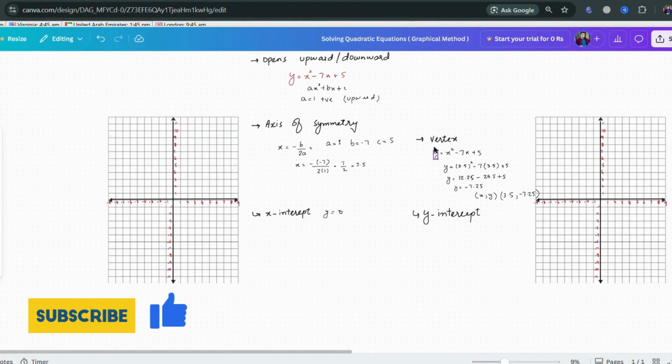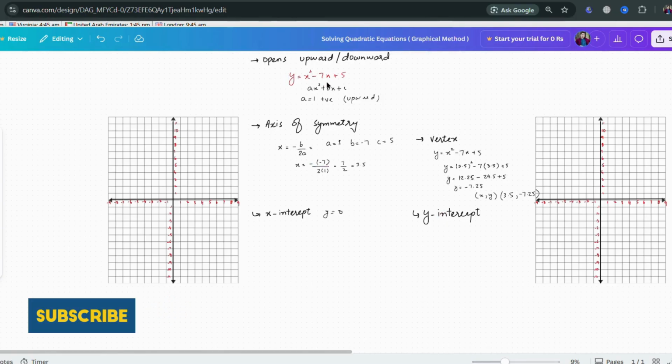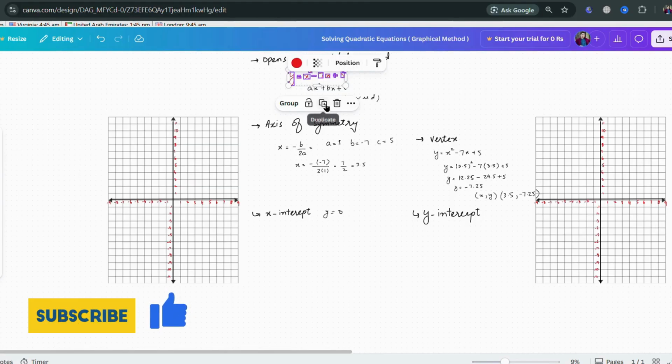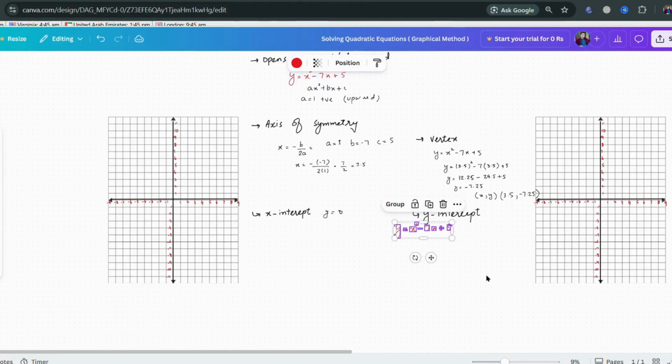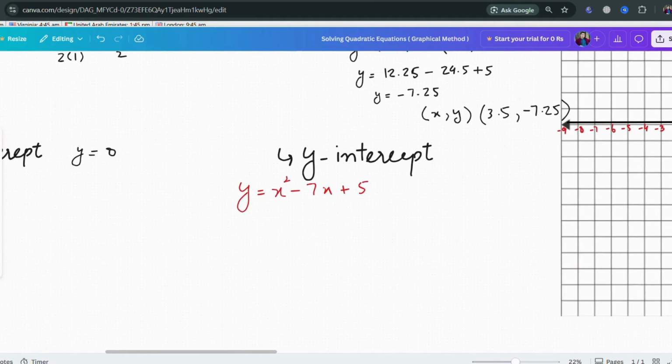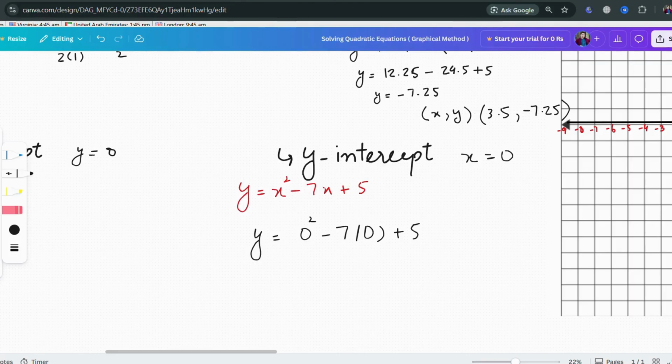Now after finding out the vertex and the axis of symmetry, I need to move towards the y-intercept, okay? For the y-intercept, let me put that equation over here. We can find out the y-intercept real quick. As we know, for the y-intercept, the x value will be equivalent to 0, right? Let me put x equals 0. So y is equivalent to 0 squared minus 7 times 0 plus 5. So y would be equivalent to 5. The y-intercept that I got is x is 0 and y is 5. This is the y-intercept value that I've got.